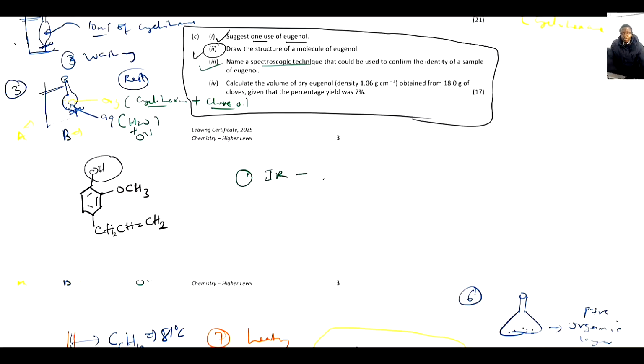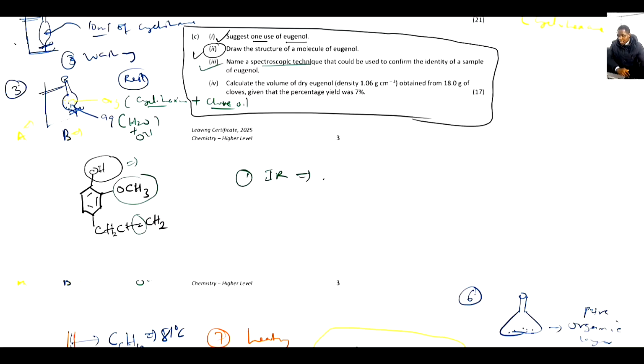Infrared spectroscopy is actually used to identify individual functional groups like the OH hydroxy group. It shows whether there's a hydroxy group. It shows whether we have a methoxy group. It shows whether we have a propene group, that is a double bond. If there's a presence of double bond, if there's a presence of OC.